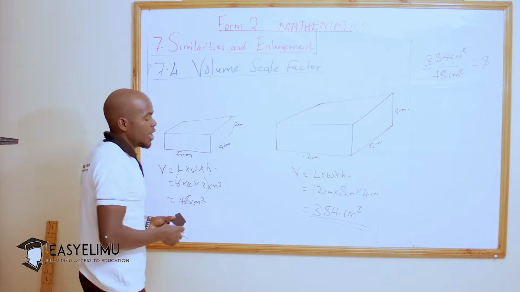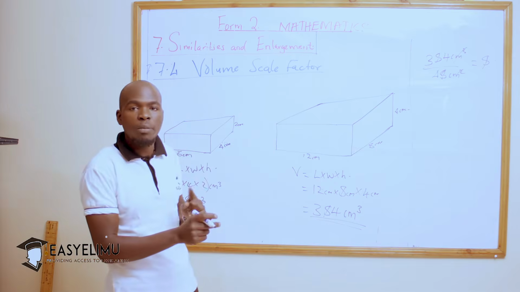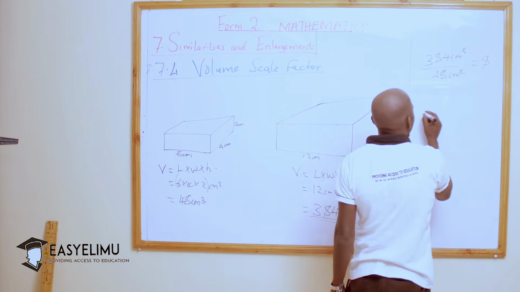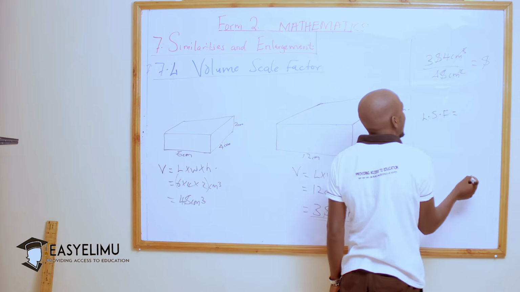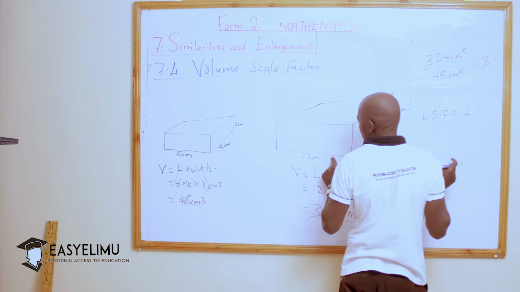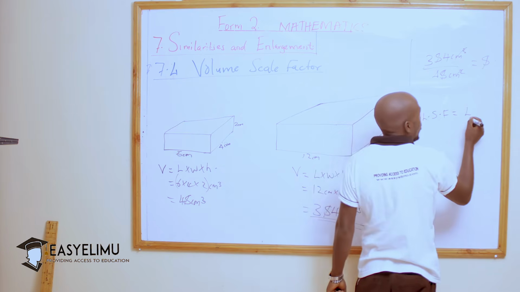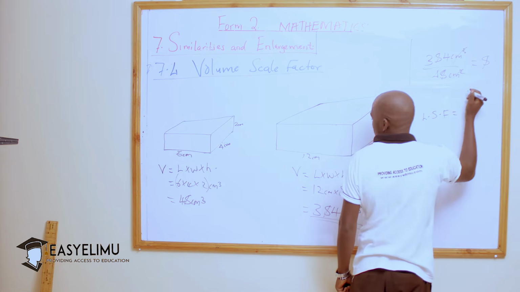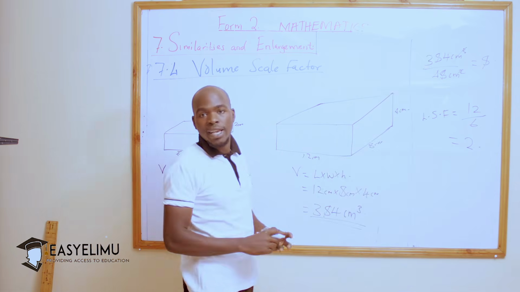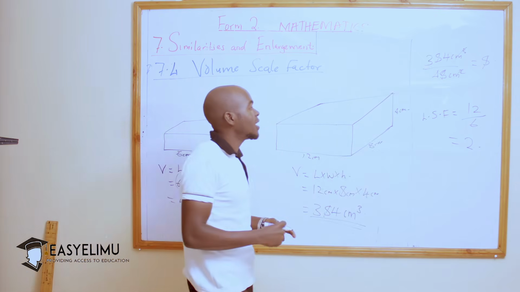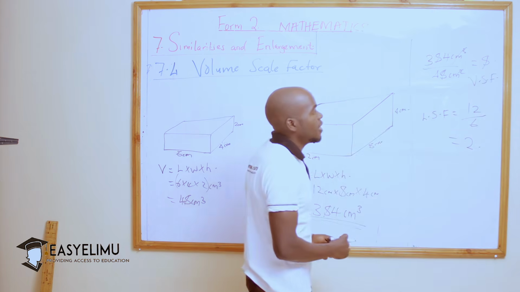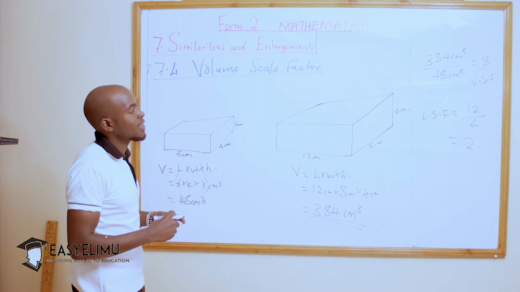You will find out that if you take the corresponding sides of the two similar cuboids, that is 6 centimeters and 12 centimeters, to get the linear scale factor, remember we said that the linear scale factor can be obtained by taking the length of the larger cuboid over the length of the smaller cuboid, and that will be 12 over 6, and you will get 2. And remember this 2 here is our linear scale factor. But the volume scale factor, abbreviated as VSF, we found it as 8.